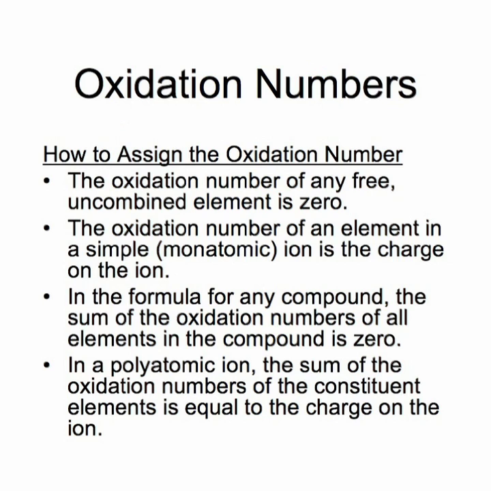In the formula for any compound, the sum of the oxidation numbers is 0. Therefore, all compounds are neutral. In a polyatomic ion, for example, the phosphate ion, the sum of the oxidation numbers of the constituent elements is equal to the charge on the ion. The phosphate ion has a -3 charge, we can remember.